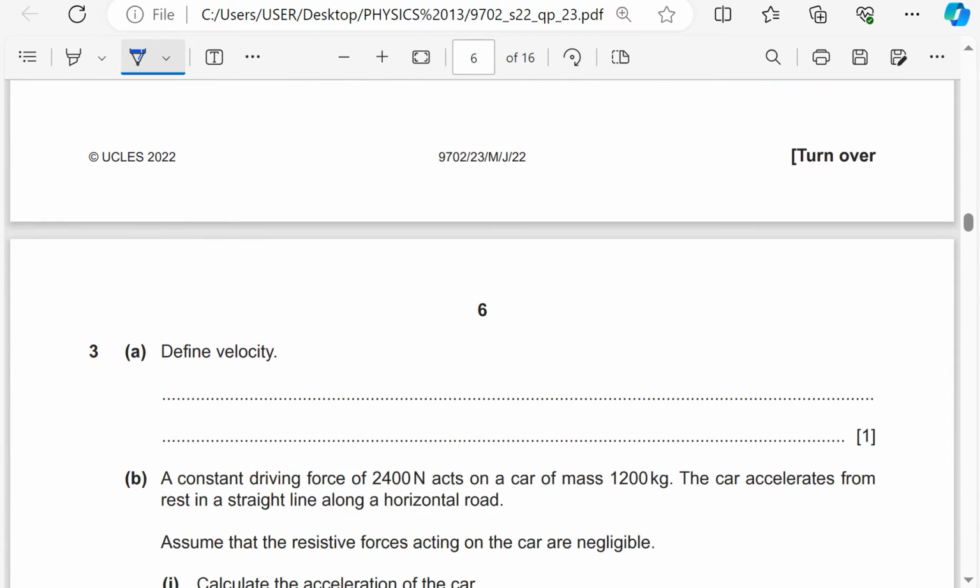Question number 3, define velocity. We said velocity is the rate of change. Remember to add change in your answer. Rate of change of displacement.